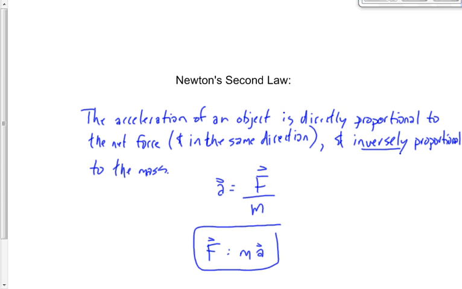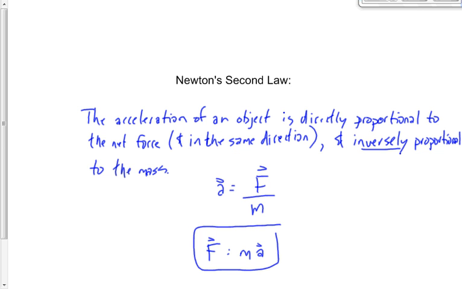Newton's first law talks about what happens when there are no unbalanced forces acting on the object. Newton's second law tells us what happens when there are unbalanced forces acting on the object. In other words, Newton's first law involves constant velocity, right? Equilibrium, either static equilibrium or translational equilibrium. Newton's second law involves acceleration.